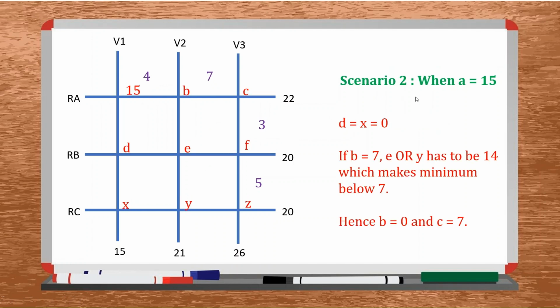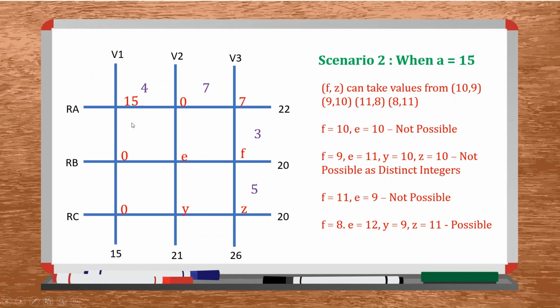Now, let's consider the second scenario where A is equal to 15. So if A is equal to 15, then D and X both have to be 0 here because the sum of line V1 is 15. Then on line RA, again, similar to scenario 1, B cannot be 15, because if B is equal to 15, then E or Y has to be 14 and correspondingly F and Z cannot be 6, because the minimum is 7. Hence, B cannot be 7. Hence, we'll have B equal to 0 again and C equal to 7.